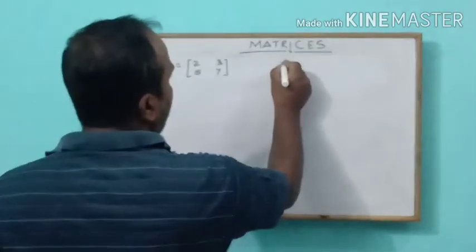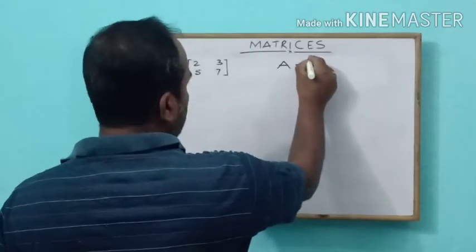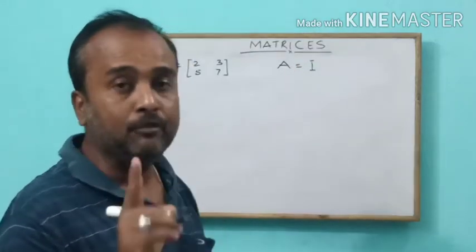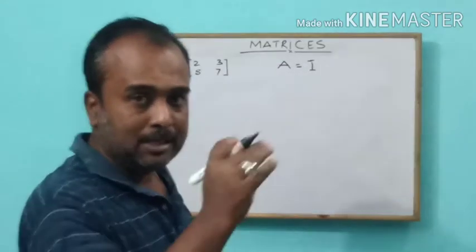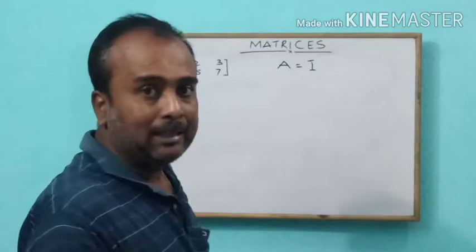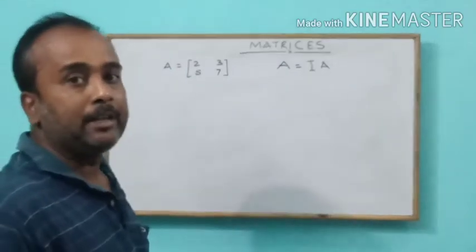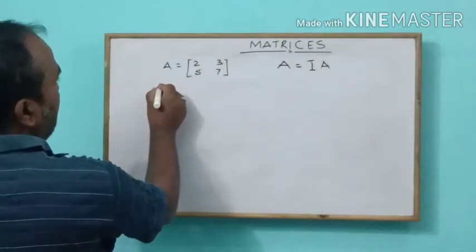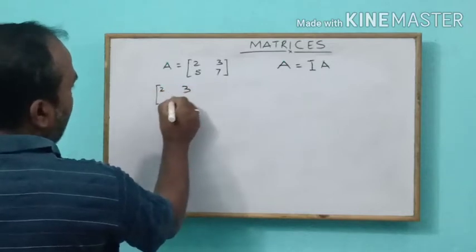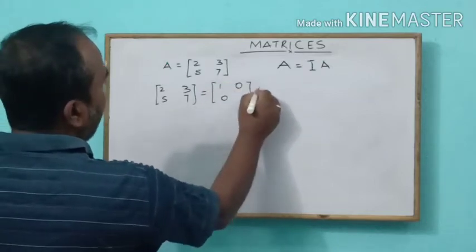So we know that any matrix A can be written as the identity matrix of the same order. I have told you that we can find out the inverse of only square matrices. Identity matrix of the same order, it is a 2 by 2 matrix, so this identity matrix will also be 2 by 2. Identity matrix means the diagonal elements are 1 and the other elements are 0, into A. Means if I multiply the matrix A with identity matrix, the matrix remains the same. So we can write accordingly: 2, 3, 5, 7 equal to 1, 0, 0, 1 A.